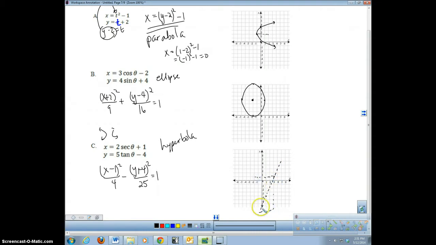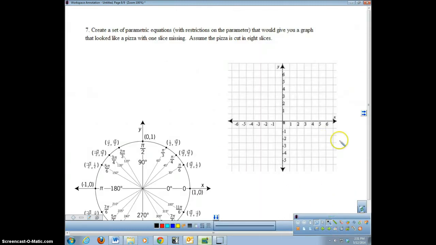Okay, it's going to go over like that. My other asymptote's going to go this way. And then I'm going to draw my hyperbola like this. 1, 2. Sorry, I went a little too far there. Okay, so there's my hyperbola. All right, so there are those hyperbolas. Let's go on to the last problem here.